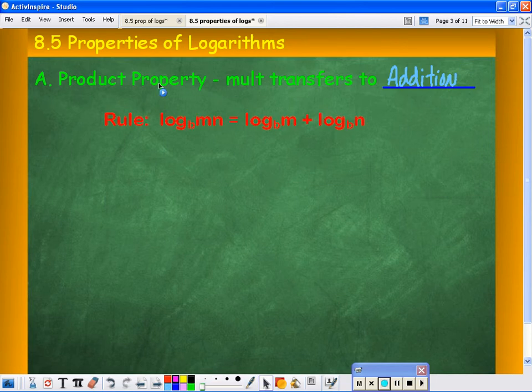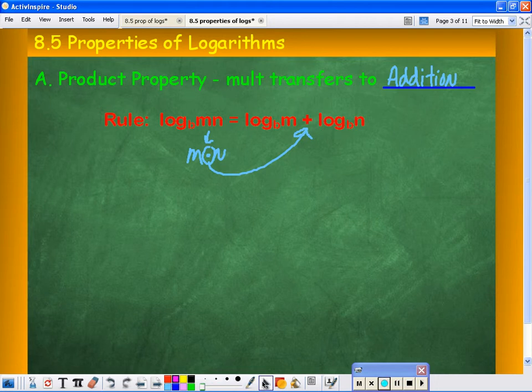So here's our first rule. Log base b of mn is the same as saying log base b of m plus log base b of n. And you can see here that this is m times n, right? Well, we took that multiplication and we replaced it with addition. That's what we're going to do when we work out our logs.